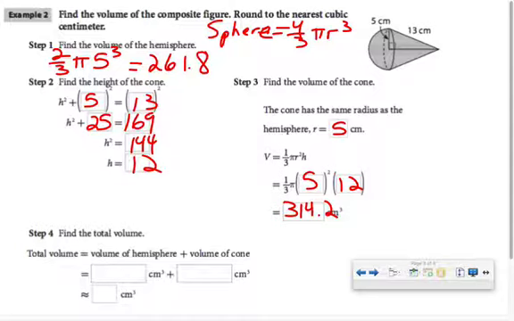And when I find the total volume, that's 261.8 plus 314.2, and that is approximately 576.